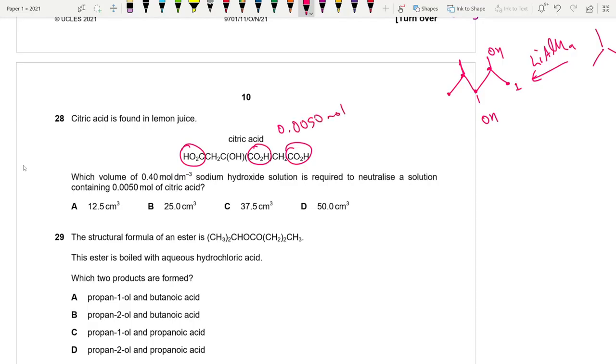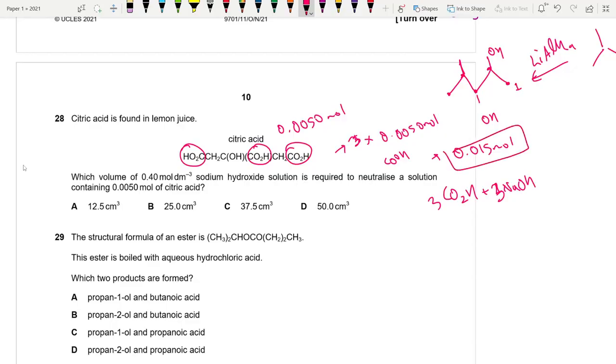Okay. So for 0.0050 mole of citric acid, we're gonna have 3 times the moles of carboxylic acid groups. So that's 0.015 mole. Now each carboxylic acid group reacts with 1 mole of NaOH. Okay, so for 3 we would need 3 times that. That's why I multiplied by 3, because 1 mole of NaOH reacts with 1 carboxylic acid group. So we need 0.015 moles in total.